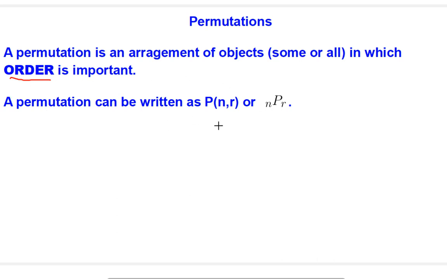Basically, we write a permutation like this. The notation is here. P stands for permutation. n is the number of objects that we have. So this is the total number of objects.